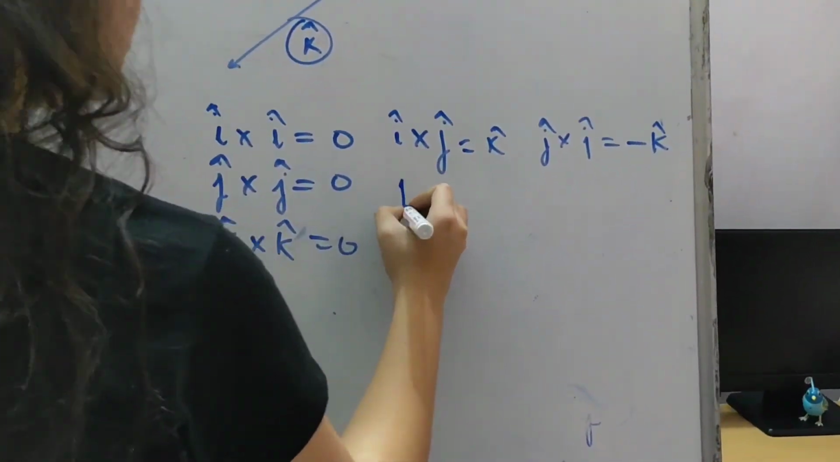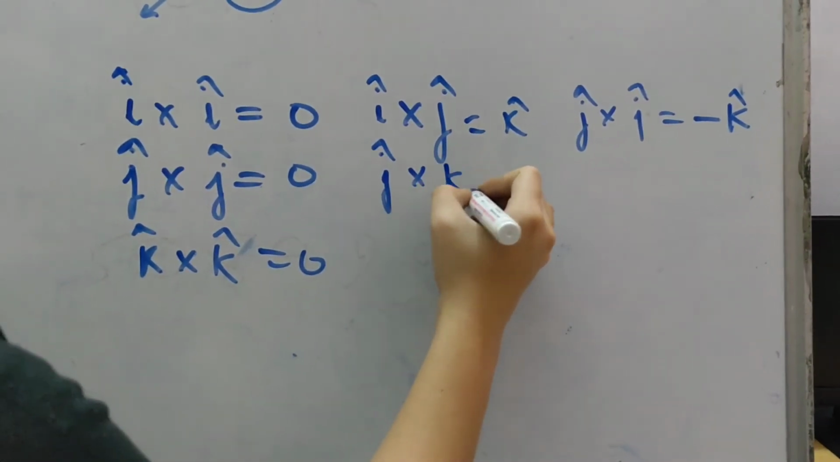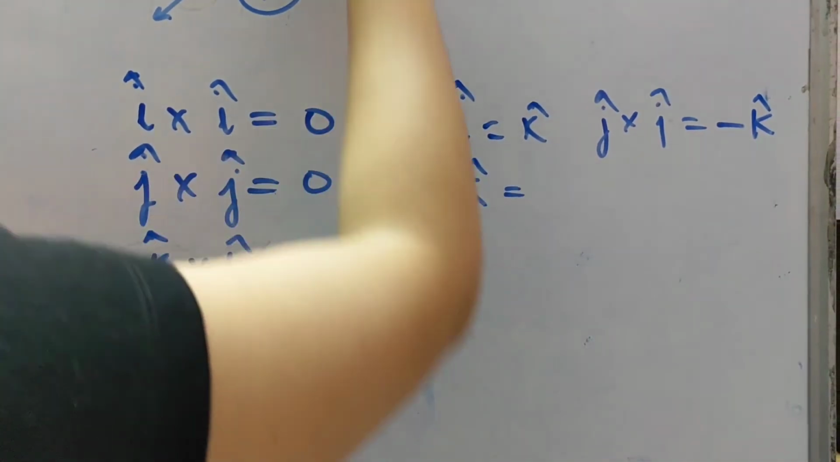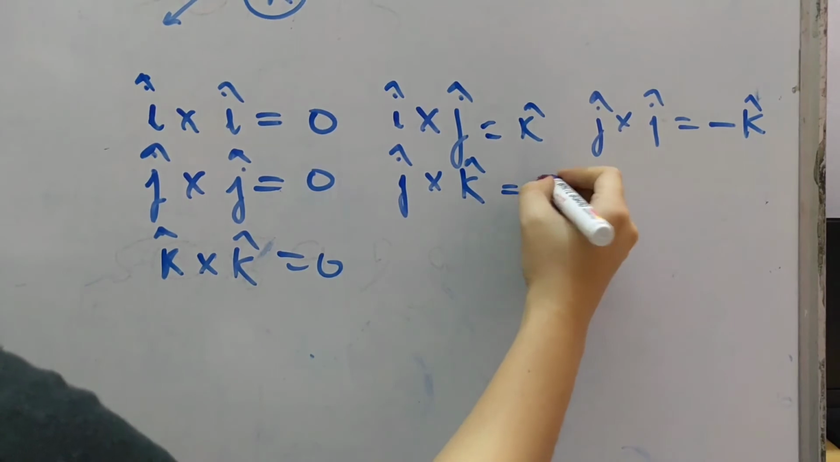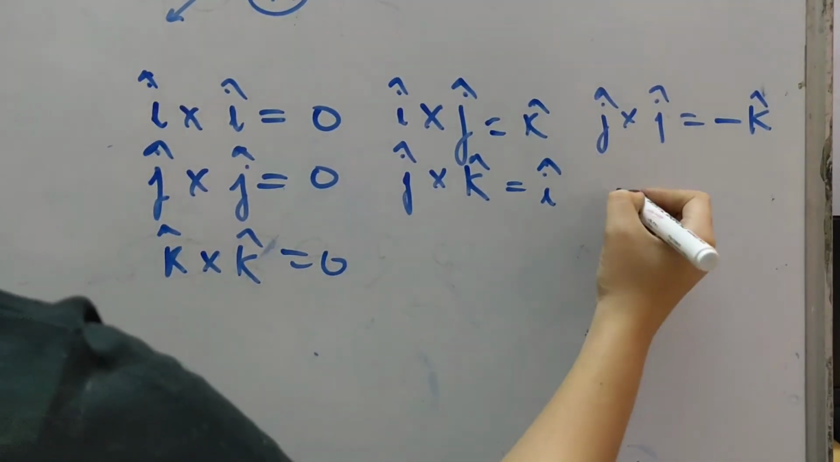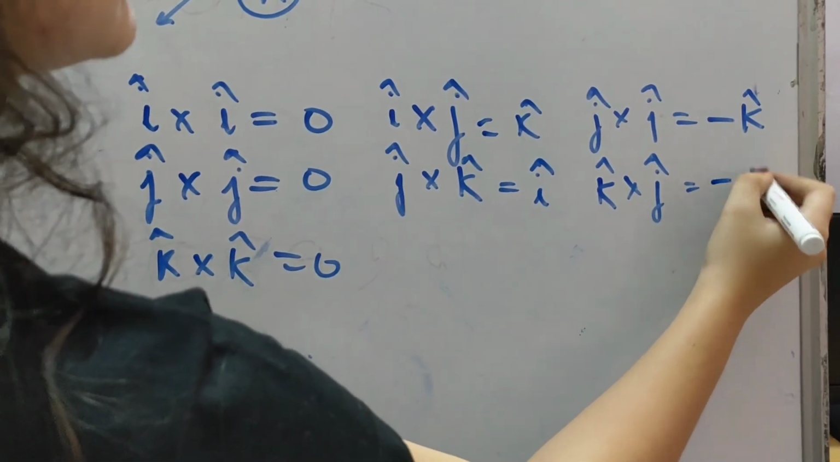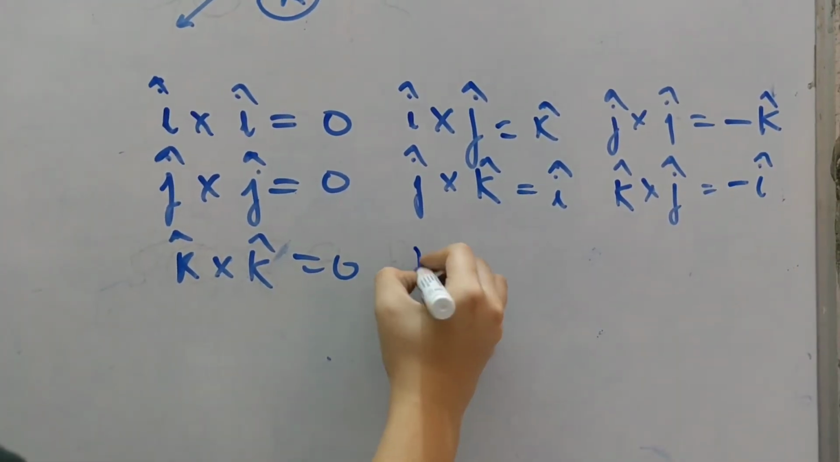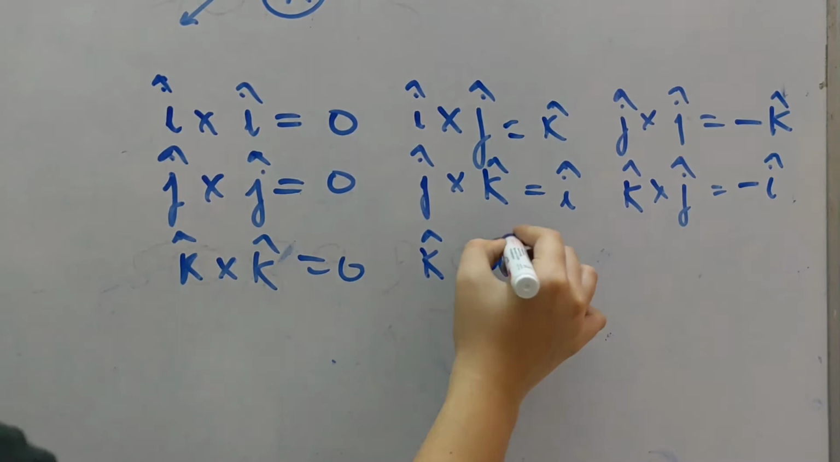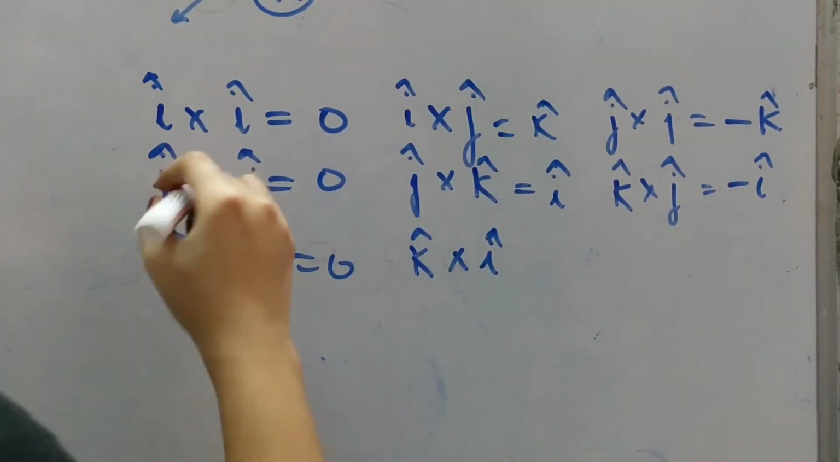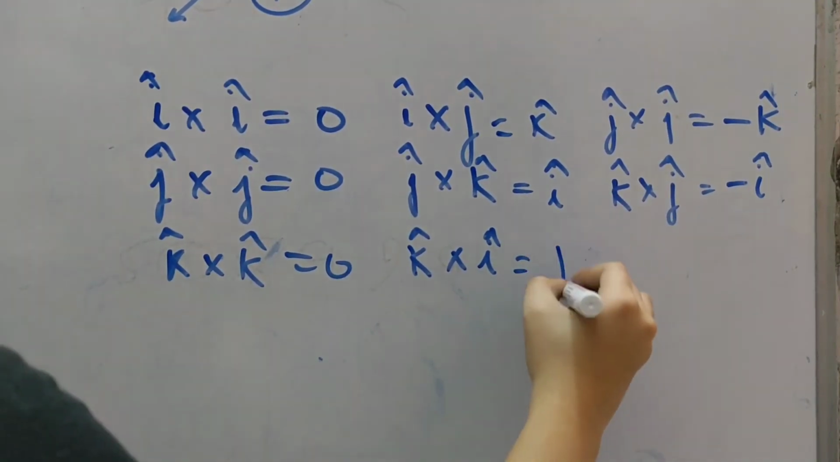Similarly, J cap cross K cap is I cap. But if I invert it, meaning if I do K cap cross J cap, I will get minus I cap. Last one, K cap cross I cap. See, K cap cross I cap is equal to J cap.